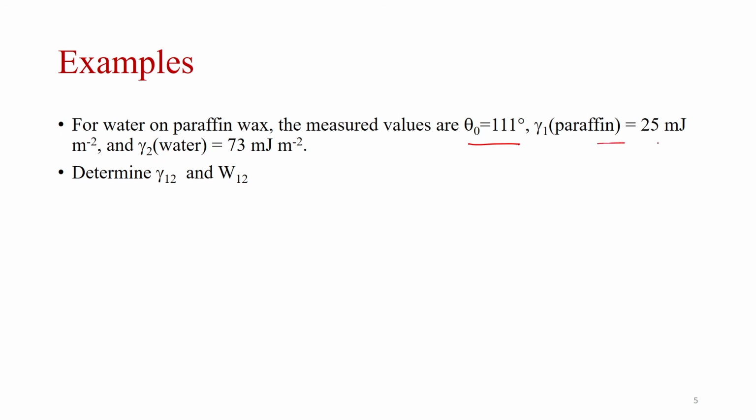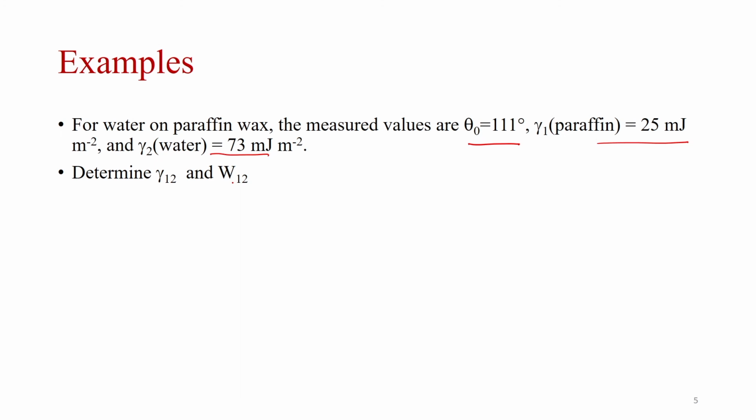Surface energy of paraffin is given as 25 millijoule per meter square and surface energy of water is 73 millijoule per meter square. Now, we need to estimate the interfacial tension between 1 and 2, water and paraffin, as well as we have to calculate the work of adhesion.